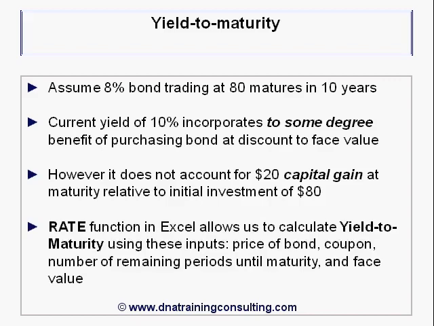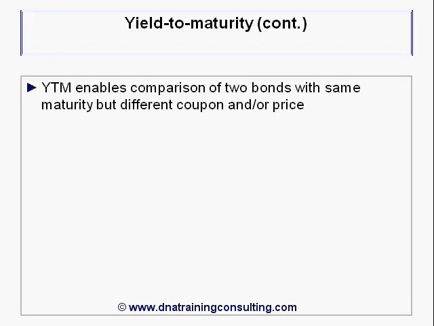The rate function in Excel allows us to calculate precisely the instrument's so-called yield to maturity, using as inputs the price of the bond, its coupon, the number of remaining periods until maturity, and the face value. Yield to maturity is perhaps the metric most commonly used to enable a comparison of two bonds that have the same maturity but different coupons and/or price.